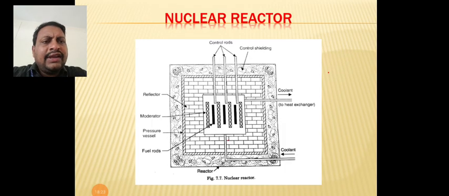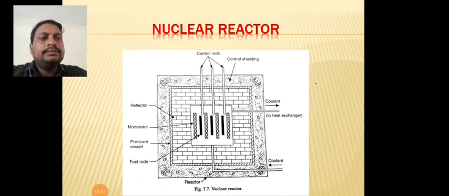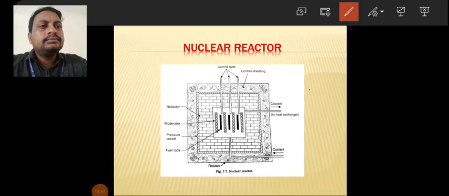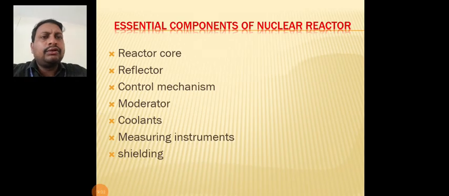Due to the nuclear reaction, a large amount of heat is generated. That heat is taken by the coolant. The coolant goes to the heat exchanger. In the heat exchanger, water comes to the input and gets converted into steam. Then the steam goes to the turbine, and the turbine starts rotating here.